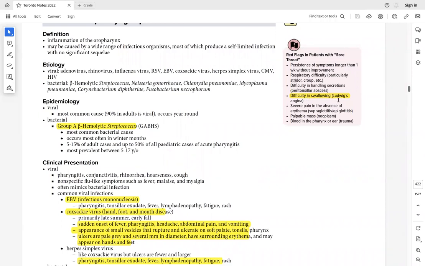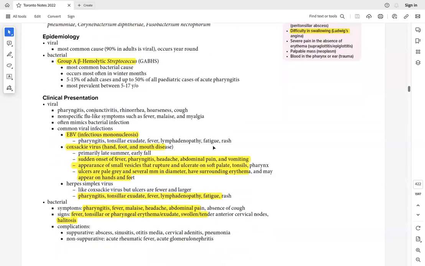Then difficulty in swallowing, Ludwig angina, severe pain in the absence of erythema, supraglottitis or epiglottitis, palpable mass, neoplasm, blood in the pharynx or ear, trauma. So if the patient is presenting with a high-grade fever and runny nose, along with that he has some drooling, then it means that the patient is not able to breathe and he might go into respiratory distress. So in such cases, what are we going to do? We're going to immediately refer to the emergency department. If the patient is in the emergency department, we immediately have to intubate them.